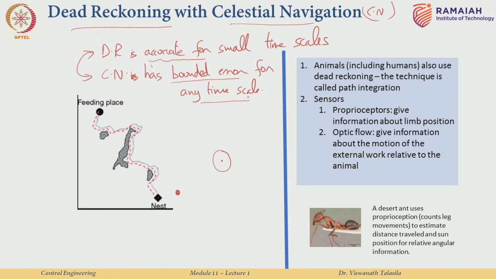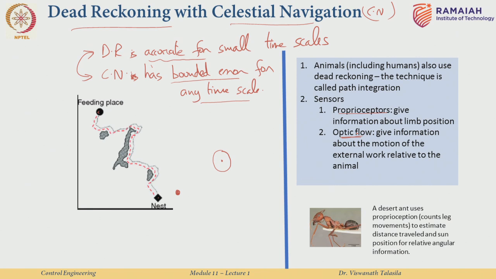And in fact, the desert ants actually use these kinds of things. So what this guy does over here, it uses these proprioceptors, which count the leg movements. It knows how much distance it has traveled. It uses the concept of optic flow to get a feel of the velocity. So you take this object again. Let's say that I move this object like this, right? I have an approximate feel of the velocity of this object. I know that it moves from here to here in about a second.